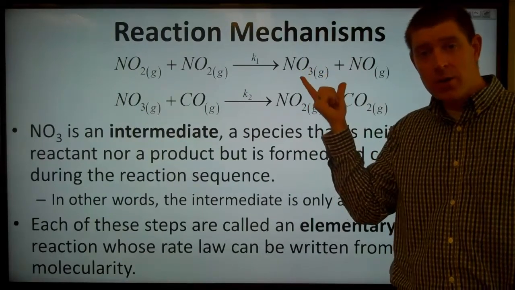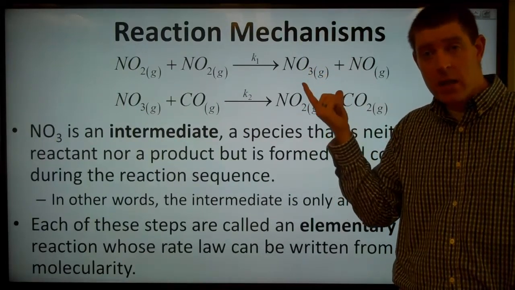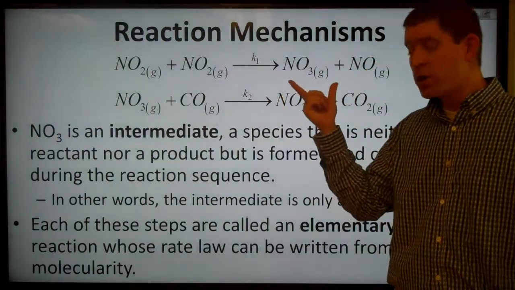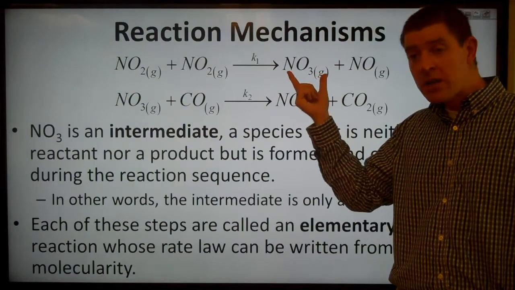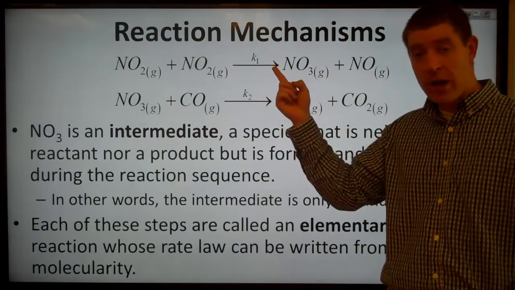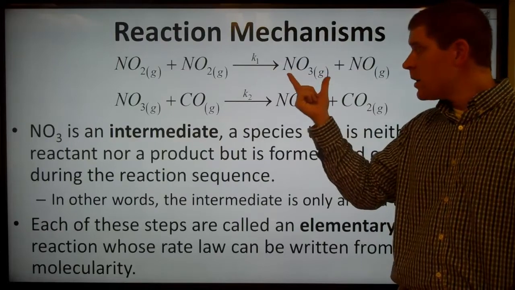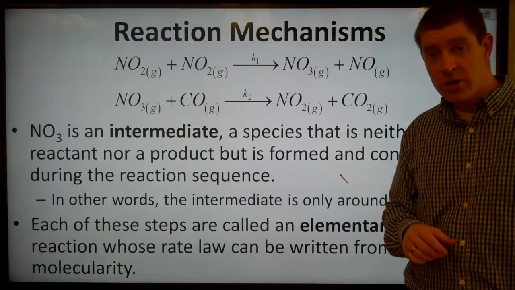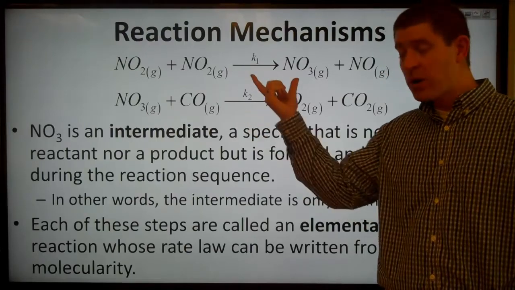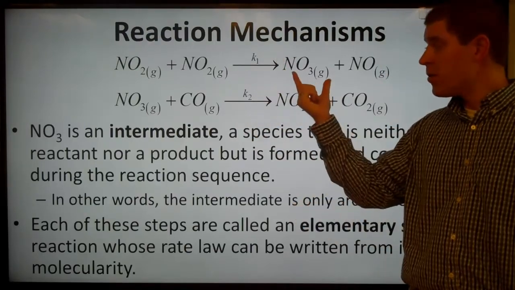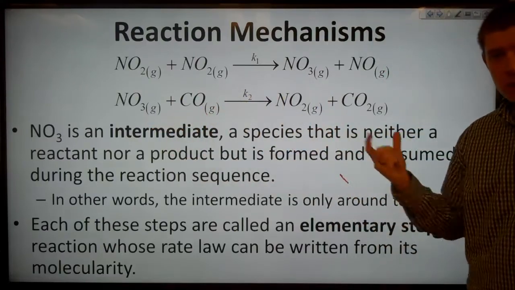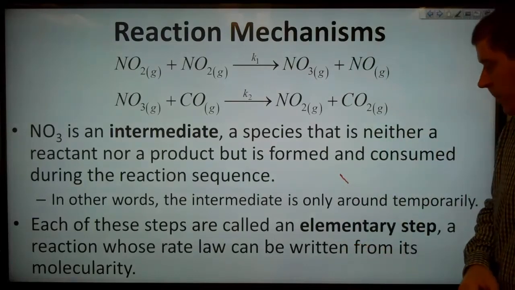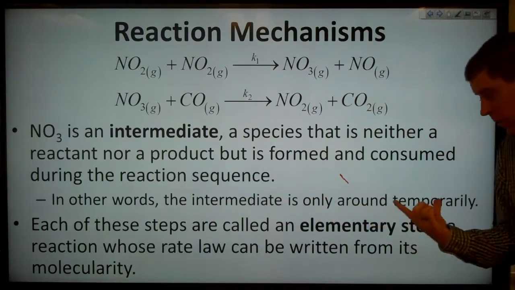But it may be around in significant quantities. It may take a while to go away. If the top reaction occurs quickly and the bottom reaction occurs slower, then we'll have a significant concentration of NO3 around. If the second reaction is really fast compared to the first, then every time we make an NO3, almost immediately it will get decomposed in the second reaction again. And so our concentration of NO3 will never get very high. But again, our intermediate is only around temporarily.